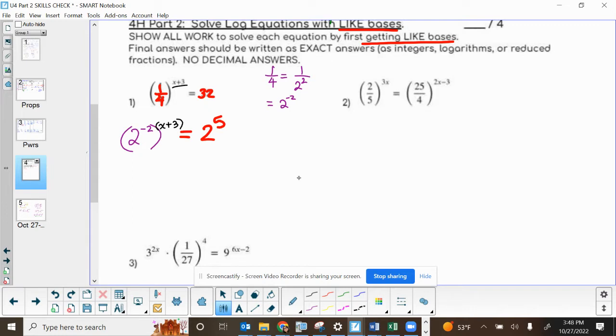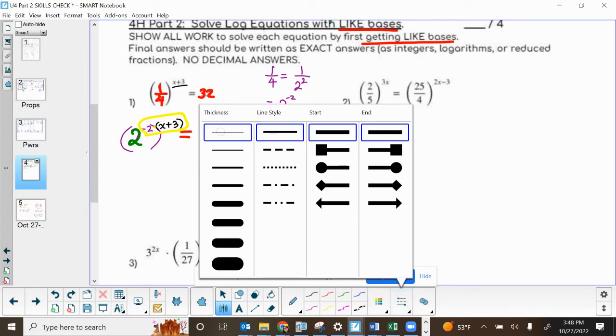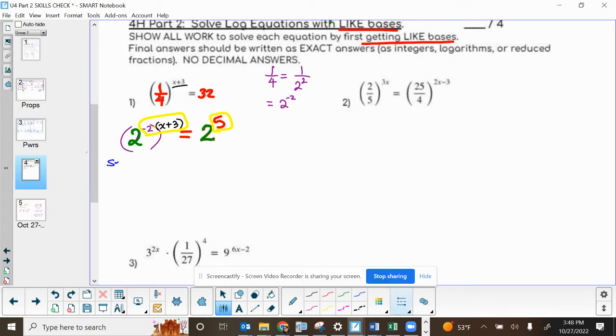And now I did rewrite this with like bases. I have a base of 2 and another base of 2. So remember that when you have exponents like this, a power raised to an exponent, you can multiply those. So I'm just going to set my exponents equal to each other. You don't have to write these words. I'm just writing them so that you know what I'm doing.